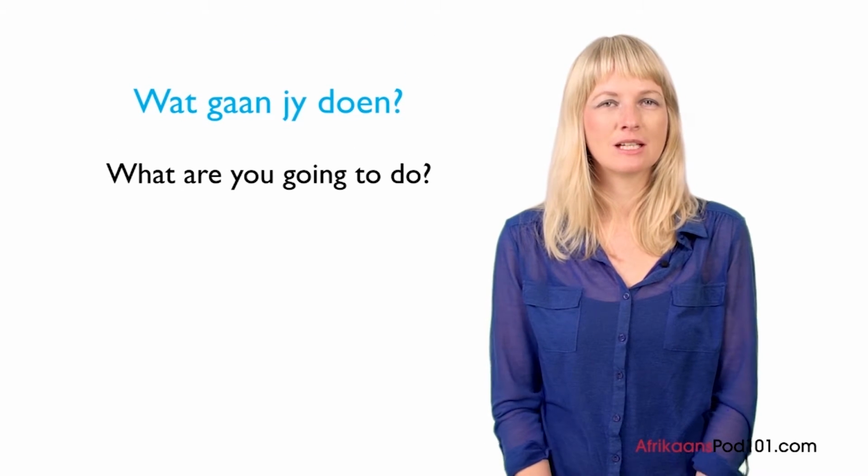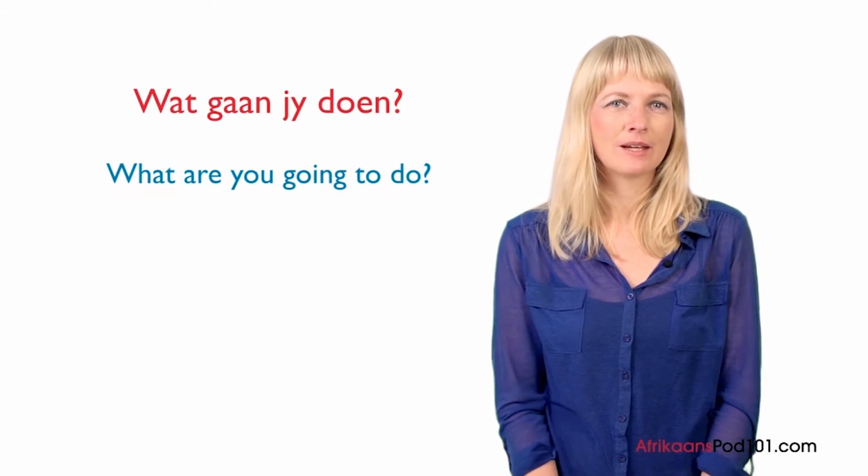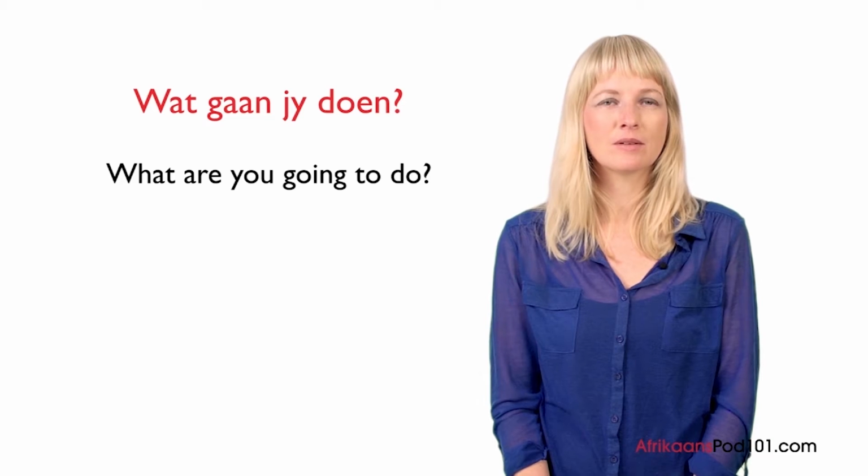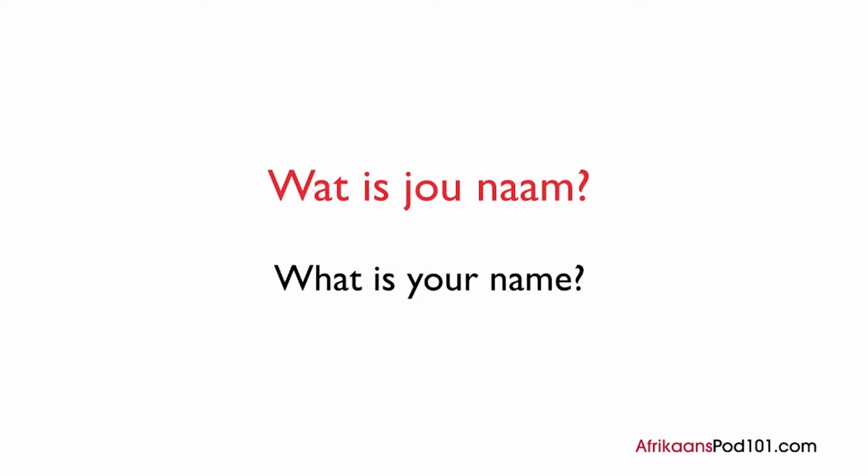As you may have noticed, we learned a similar question a few lessons ago. Wat gaan jy doen? That means, what are you going to do? In fact, there are several ways to pose the same question, but the most important thing is that all of them start with wat. The rule is simple. In Afrikaans, wat will always be the first word in the sentence when asking a what question. If you want to ask someone's name, you could ask, wat is jou naam, which literally means, what is your name? Wat is jou naam? Here, wat is the first word, followed by is, which is the same as the English is, and finally comes your naam, which means your name.